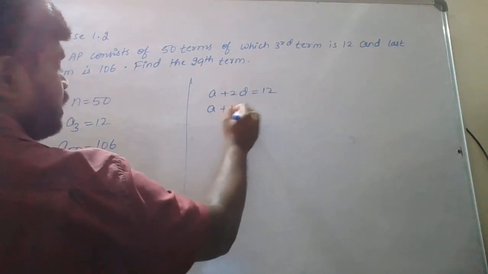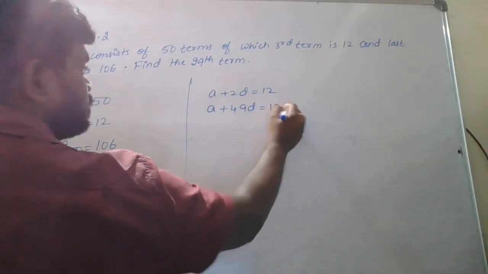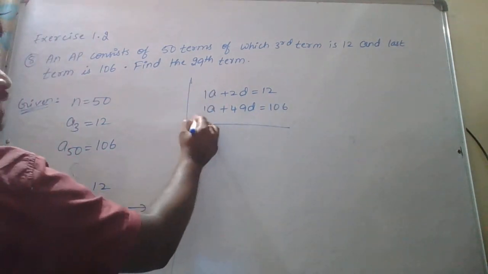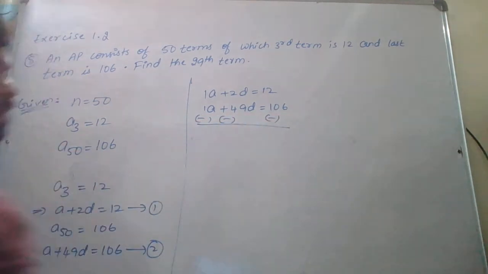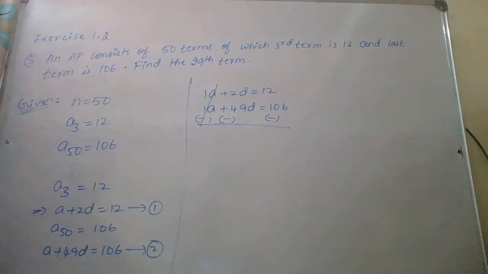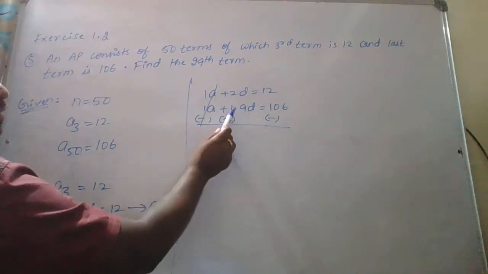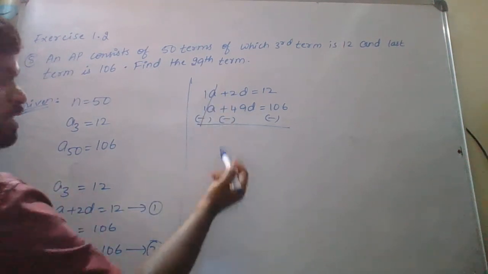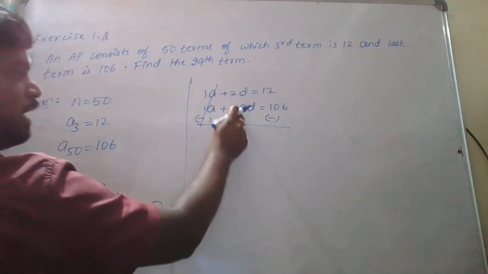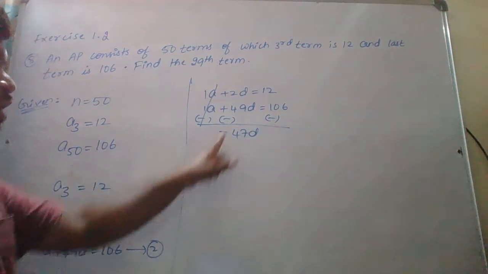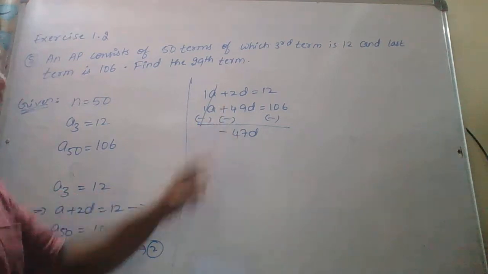A plus 49D equals 106. Both have got the same coefficient and they have got the same sign, so I'll change it. Plus will become minus, minus will become plus. Plus 1A minus 1A gets cancelled. This number is positive, this number is negative. Concentrate on the new one. They have got different signs, so subtract: 49 minus 2 is 47 with a negative sign, because 49 is the greater number, it has got a negative sign.